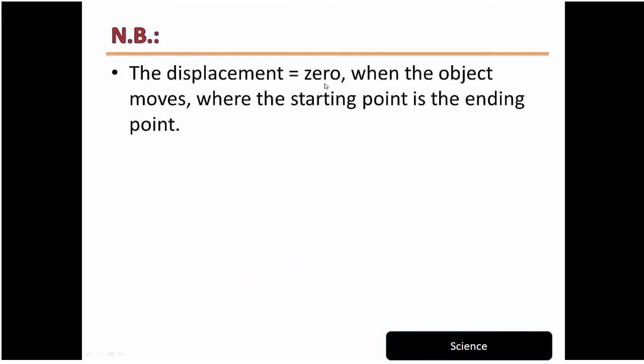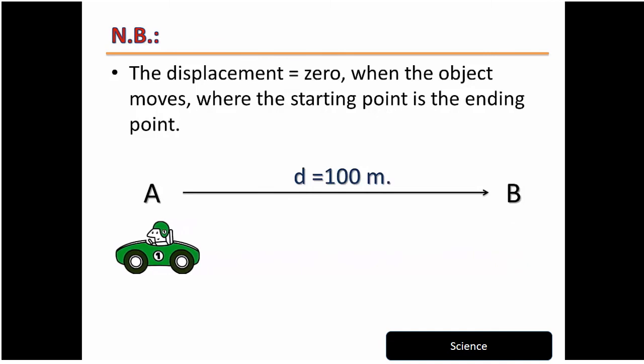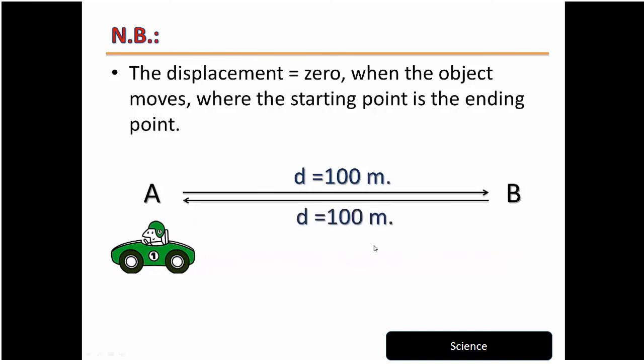Displacement may be equal 0. This is done when the object moves where the starting point is the same as its ending point. If we have a car, this car moved from A to B, a distance of 100 meter, then returned back to its starting position. In this case, its total distance is 200, while its displacement is 0, because its starting point is its ending point. In this case, displacement equals 0.